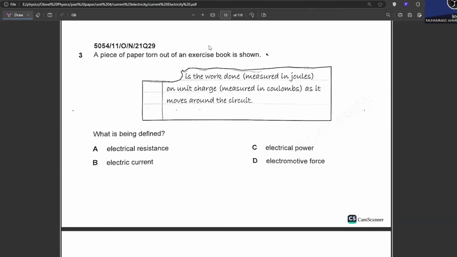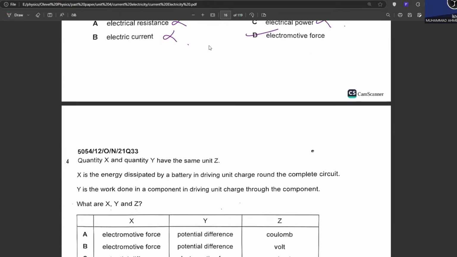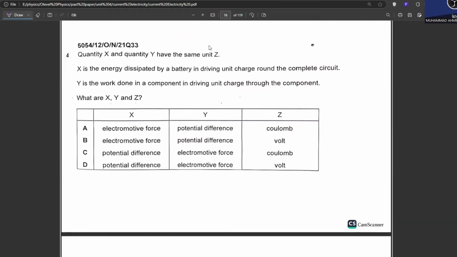So this can either be potential difference or electromotive force, not electrical resistance, not electrical current, not electric power. Electromotive force is your answer. Let's see this. This is very, very important.